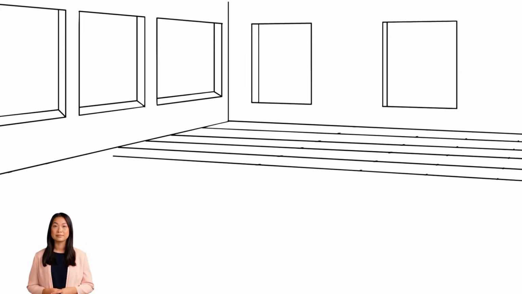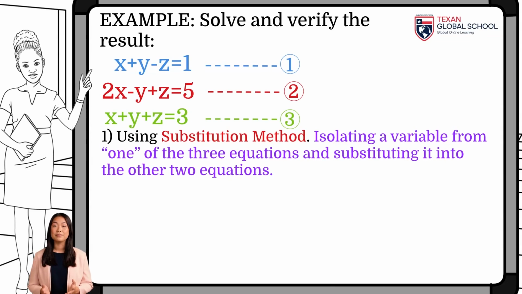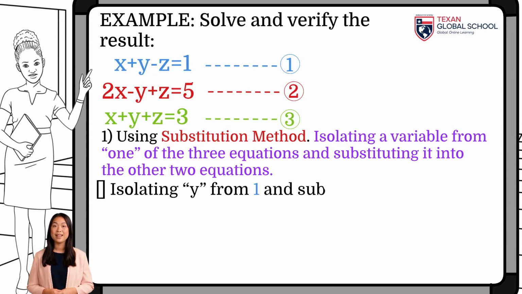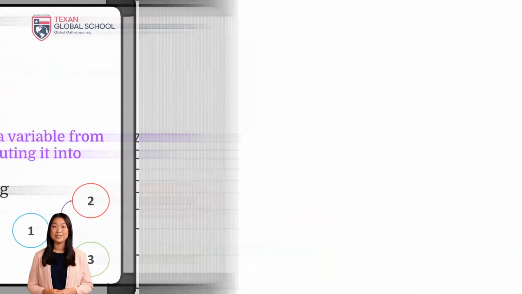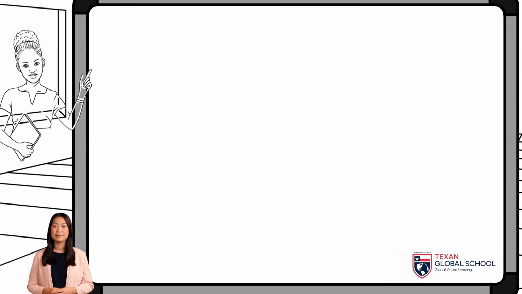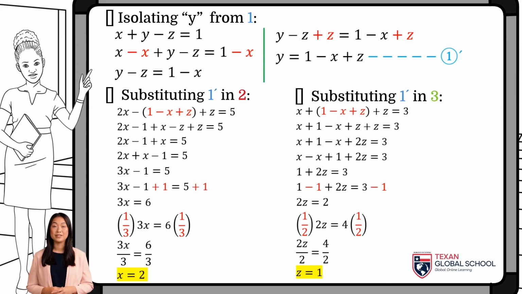In this last example, we will use the substitution method. We must isolate a variable from one of the three equations and substitute it in the other two. For simplicity, we will isolate y from 1 and substitute it into 2 and 3. Solving then for y from 1, we get y equals 1 minus x plus z. We will substitute this equation in 2 and 3.